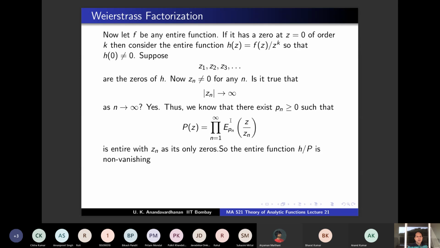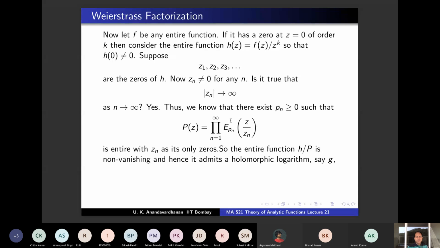So it is non-vanishing, and therefore you conclude that it admits a holomorphic logarithm. Why? A non-vanishing entire function has a holomorphic logarithm, because C is simply connected.